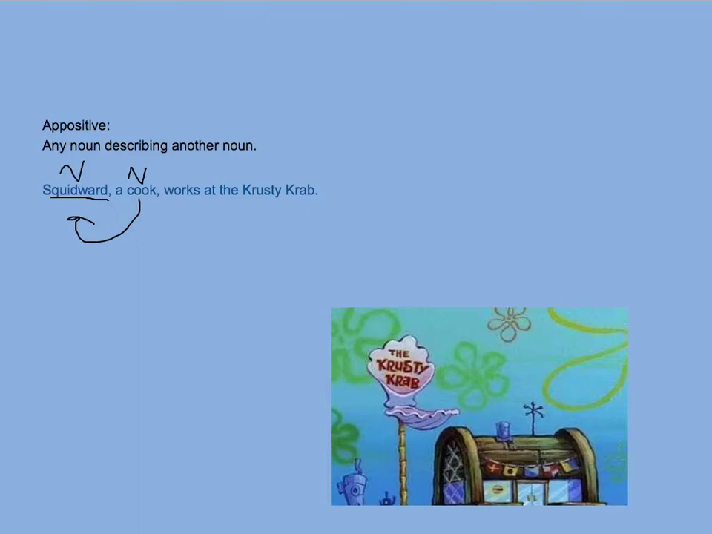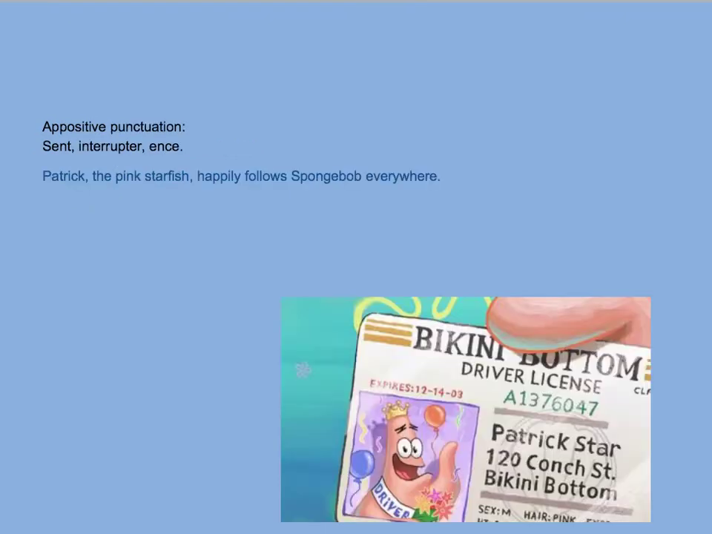Now I want you to notice the punctuation here. It looks just like the punctuation we use for a non-restrictive clause. Simple formula for that punctuation. So for appositive punctuation, you'd have part of your sentence, usually your subject, then you would have whatever is interrupting. In this case, it'll be the appositive. And then the rest of the sentence will finish out.